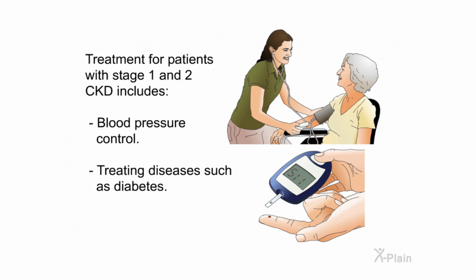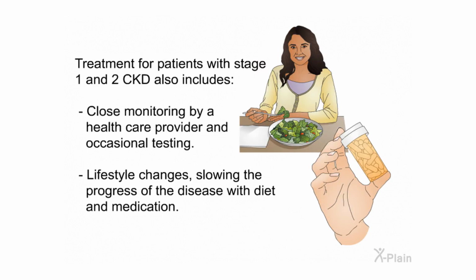Treatment for patients with stage 1 and 2 CKD includes blood pressure control, treating diseases such as diabetes. Treatment also includes close monitoring by a healthcare provider and occasional testing. Lifestyle changes, slowing the progress of the disease with diet and medication.